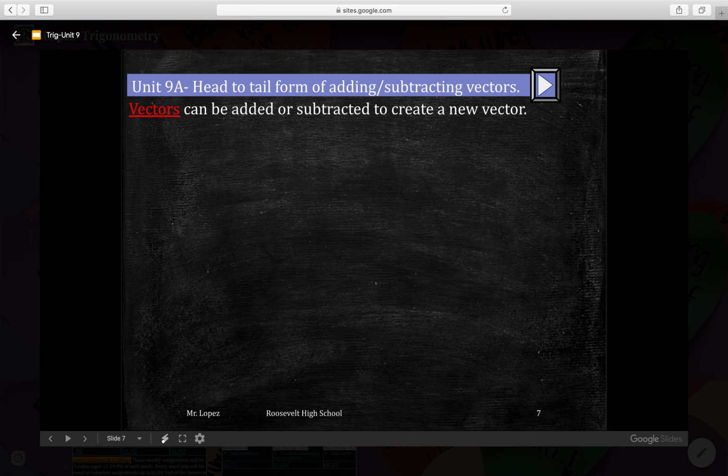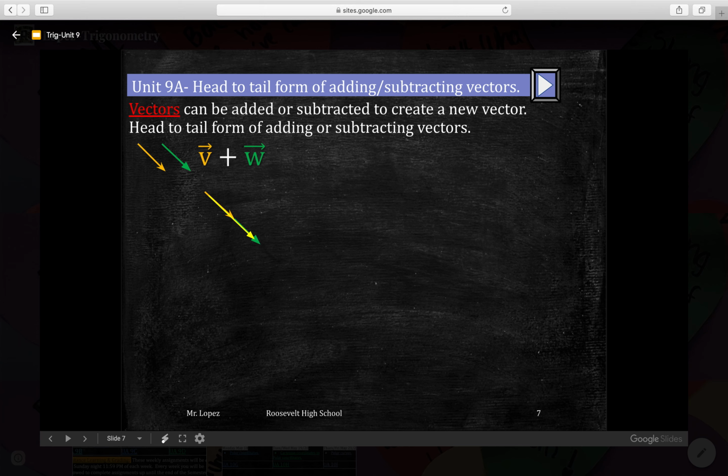Here's a way of looking at a head-to-tail form of adding and subtracting vectors. Vectors can be added or subtracted to create a new vector. This is a visual representation of it all. You see that's a vector, let's call it a yellow vector. You've got a green vector. If you add these two vectors, all you have to do is put the tail of the green vector at the head of the yellow vector, and you'll create the new vector, which is this.